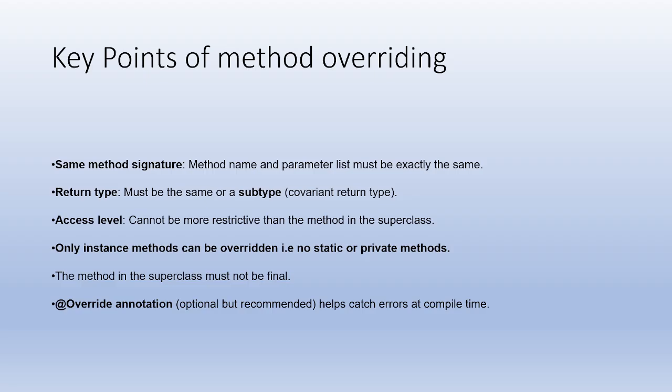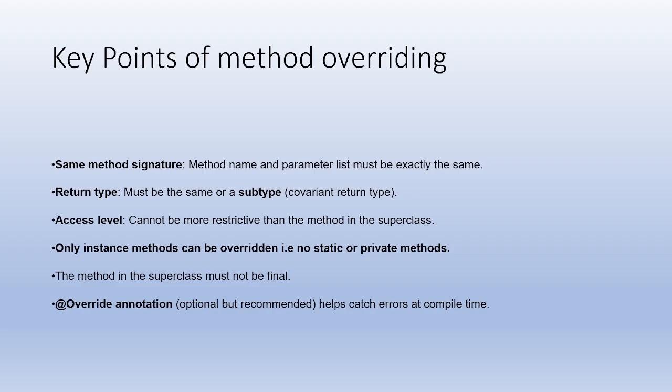The next prerequisite is that only instance methods can be overridden. So if that method in the parent class is static or private, then it cannot be overridden. It will not allow any kind of overriding, because it should be neither static nor private in the superclass. And one more thing which blocks overriding is that the method in the parent class should not be final, because final methods cannot be overridden.